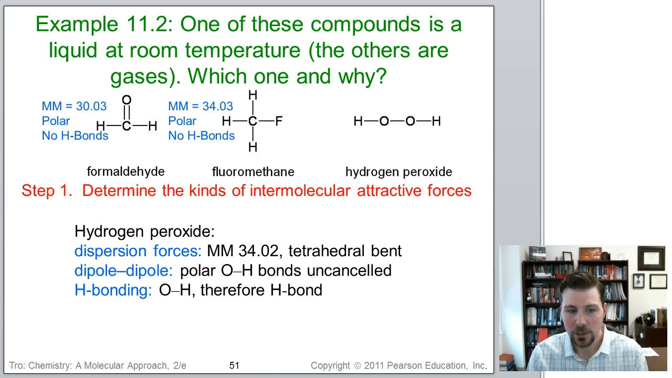Now what about this last one, hydrogen peroxide? We've got dispersion forces about the same as fluoromethane, and it's in a tetrahedral bent shape. And so it also has a dipole-dipole force, which is uncancelled. Even though it's written in a straight line, it looks like the dipole forces would exactly cancel. Remember, each of those oxygens has two lone pairs around them, which makes them bent. So they're tetrahedral in their electronic geometry, but they're bent in their molecular geometry.